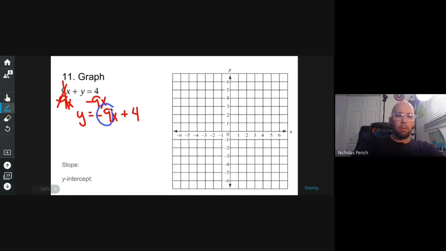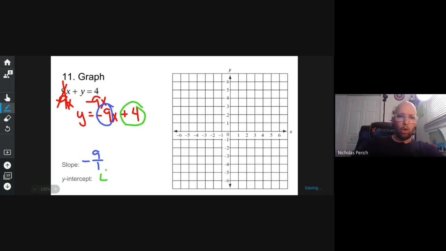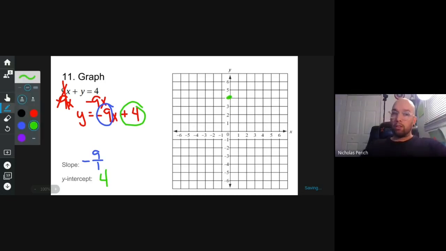Is y all by itself now? Yeah, that was just a one-stepper. Nice. What's my slope? -9 or -9/1. What's my y-intercept? 4. So go to your y-axis. Put a dot at the 4.